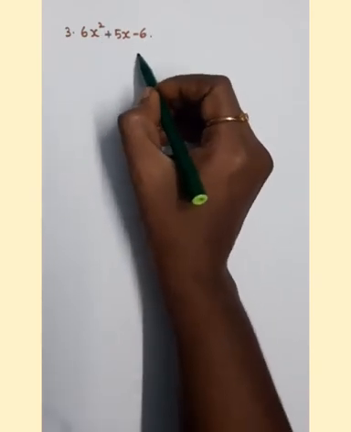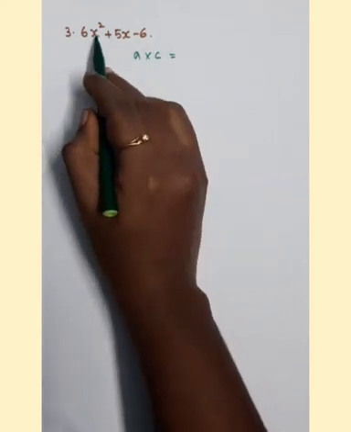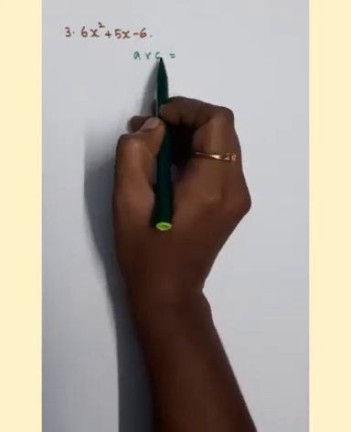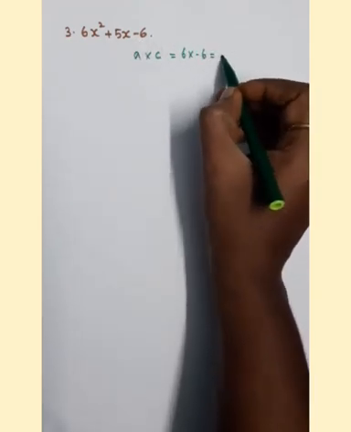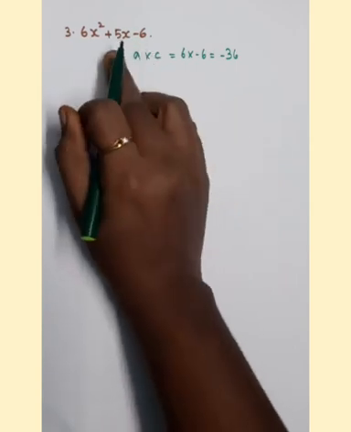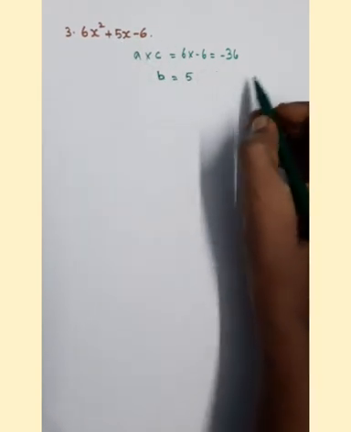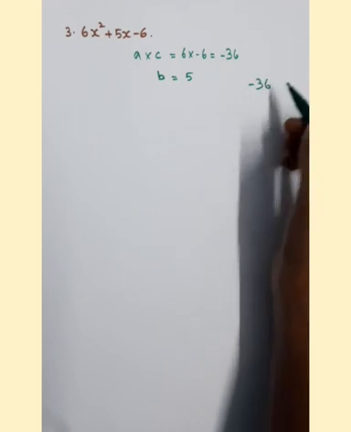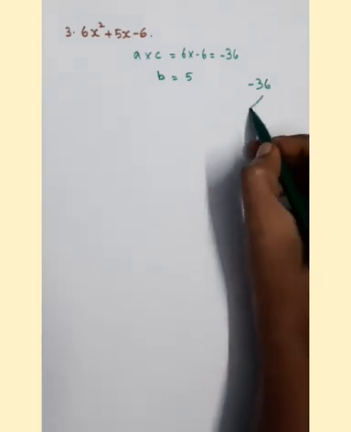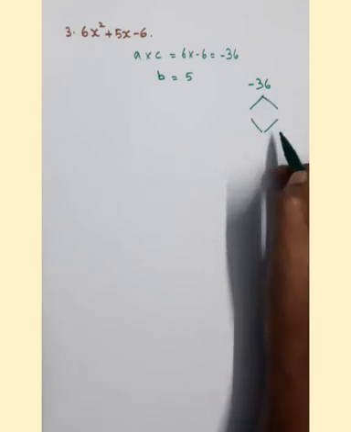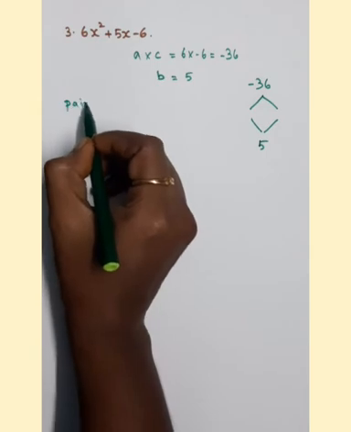So here a into c, that is coefficient of x squared is a and the constant term c is minus 6. So 6 into minus 6 will give you minus 36, and the middle term b is 5. So the product of the two factors, we should get minus 36 and their sum should be 5. So let me write the pairs of factors.